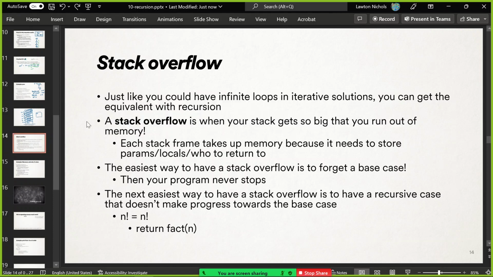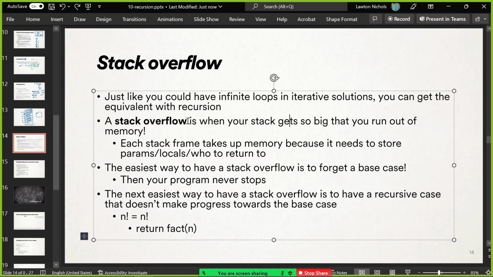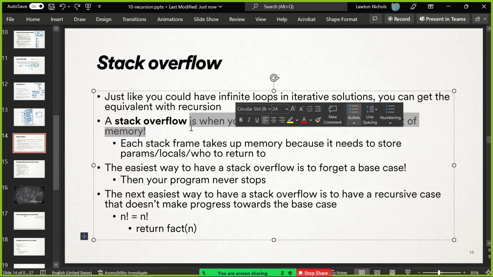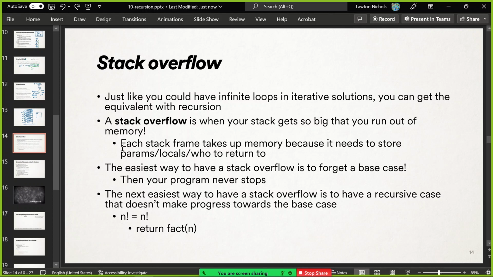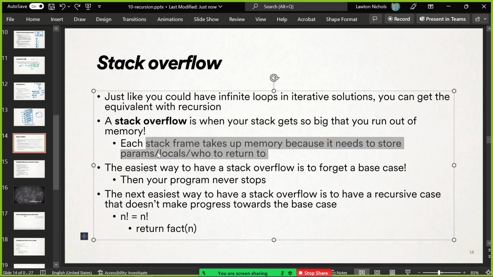No more memory to call a function with. So a stack overflow is when your stack gets so big that you run out of memory, just for the reasons that I was saying. Every stack frame takes up memory. It needs to store the parameters, the local variables, who it needs to return to. All that stuff gets stored on the stack. And so every time you call yourself, that takes up some space.